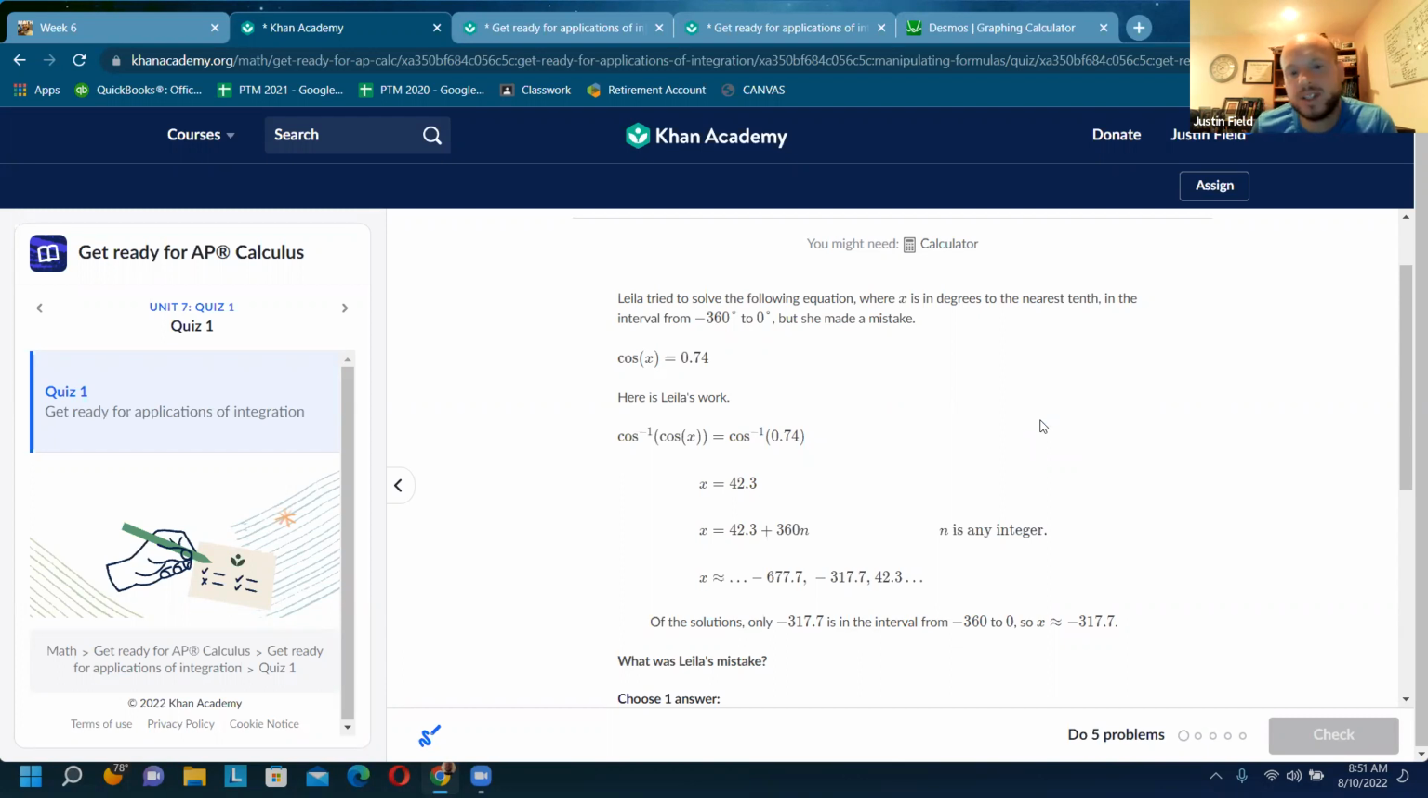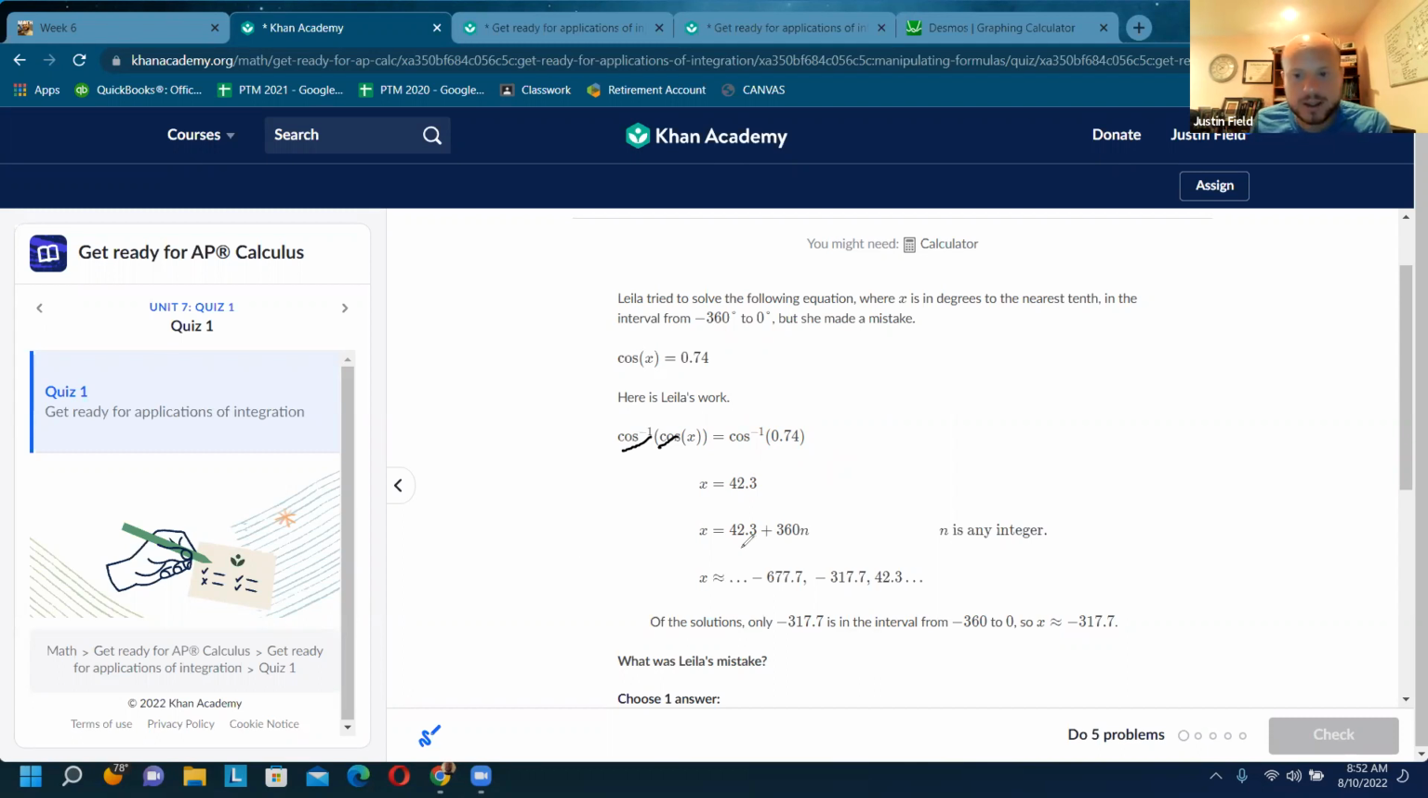Cosine of x equals 0.74. Here is Layla's work. So she made a mistake, did she? Or maybe she didn't, let's see. This is a very simple equation to solve, and then she took the inverse, so that cancels that out. And the cosine inverse of 0.74 is 42.3. And so we know that we could add 360 or subtract 360 from that number and get another equivalent value.